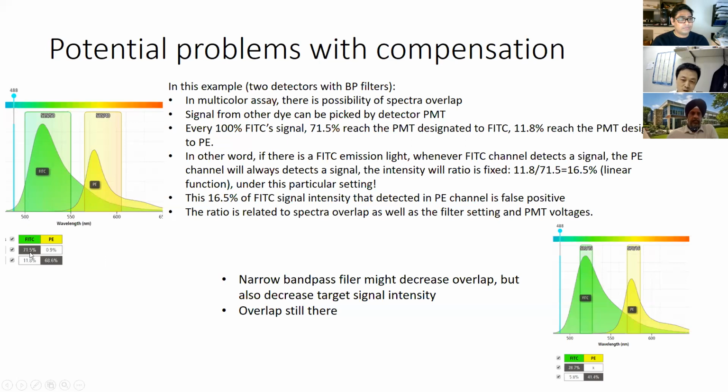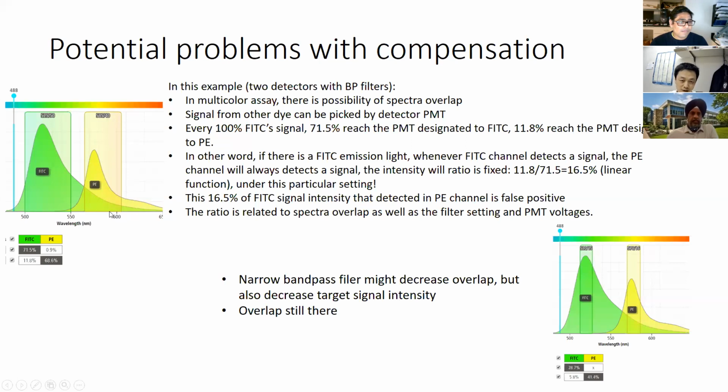So this 71.5% is where this filter allows the light to go through. So whenever there's 100% of the FITC, 71.5% of the light will pass the FITC filter to reach the FITC detector. That's what the 71.5% means. This part is 11.8% out of this whole curve that will reach the PE detector.